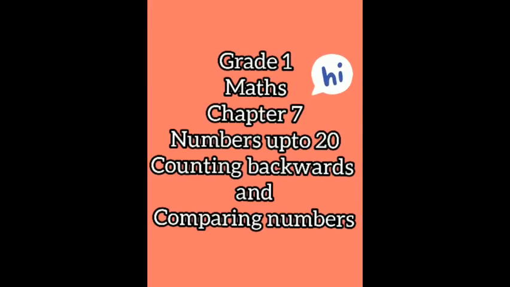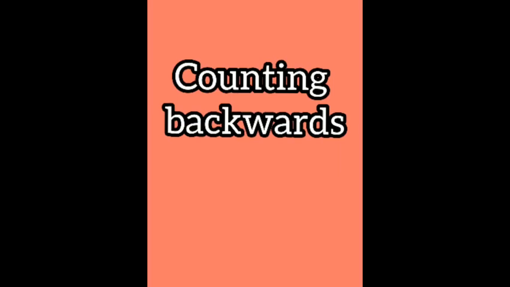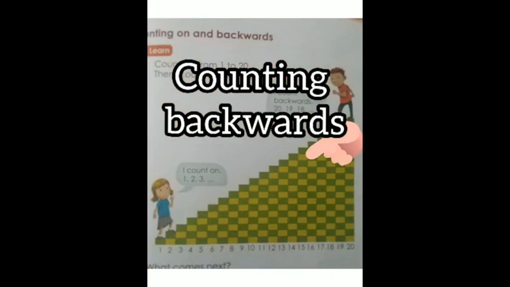Today we are going to see chapter 7, numbers up to 20, counting backwards and comparing numbers. Let me see counting backward topic first, okay? Counting onwards, we have seen it already. Counting onwards means 1, 2, 3 up to 20. Counting backward means start from 20 and end at 1.